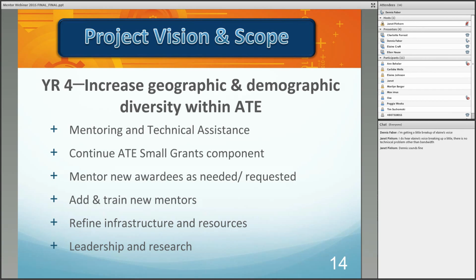And in this grant cycle, project vision and scope remains pretty much the same as it has in the past. We will focus on mentoring and technical assistance. We will especially focus on the ATE small grants component. In this third bullet, we are hitting an additional increasing need for new awardees who are seeking help, and we're going to have to figure out how to address that, working on that at this juncture in the grant, about how we can extend some assistance to these folks.